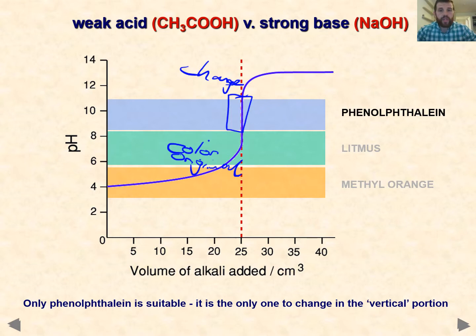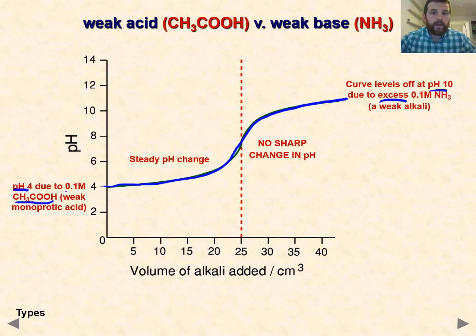So it's going to change outside of that range. Weak acid, weak base. This is just a combination of the two. So there's no sharp change anywhere because these are both weak acids and weak bases. We're just combining two equilibriums. Eventually, when you get to excess, you hit a pH that is based off of the weak base you're using.